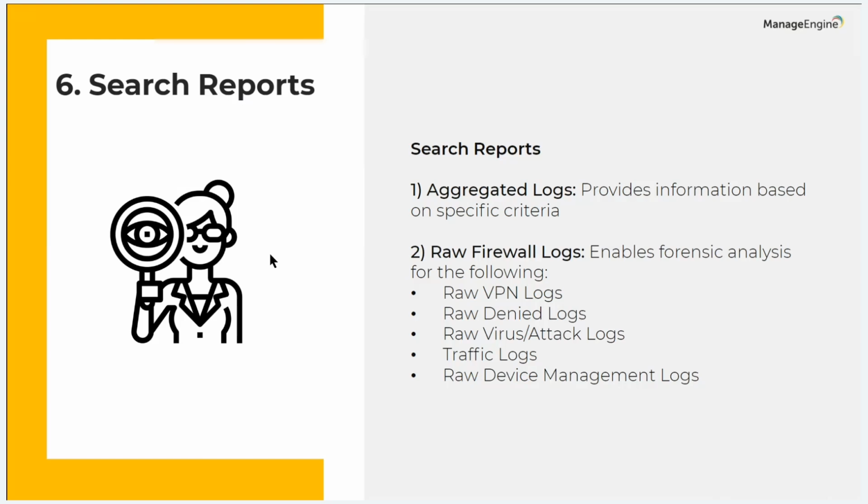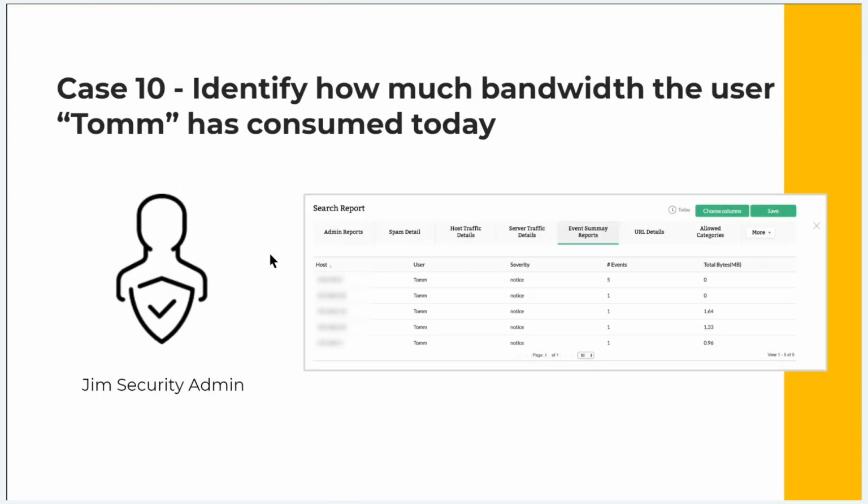So let us see a use case for these reports. All right. So let's say that we have a user who goes by the name Tom, a single user, and he's been hogging all the bandwidth, and Jim has been asked to generate a report on exactly how much that particular user is consuming and the various other details about that one particular single user. So let us look at how Jim identifies this using Firewall Analyzer.